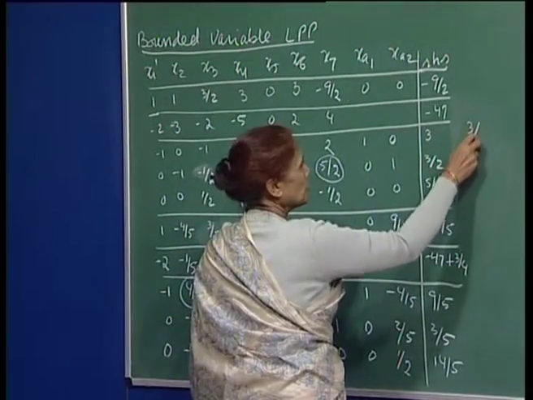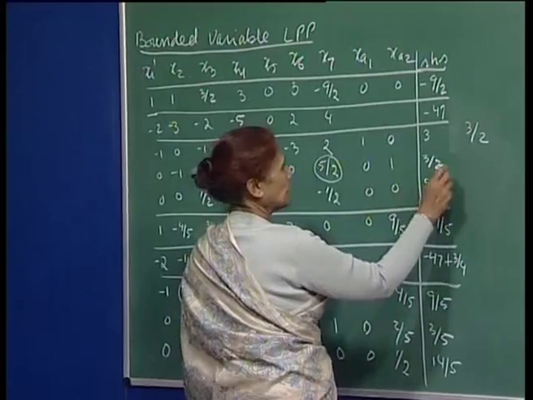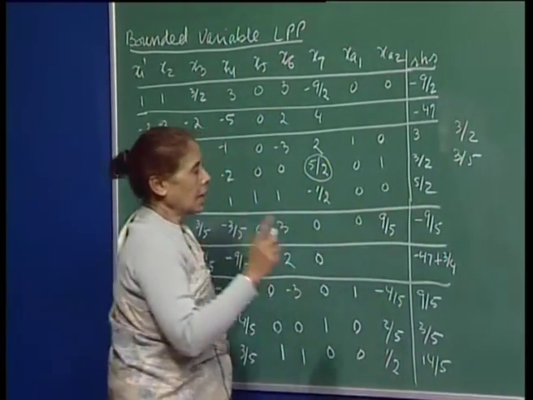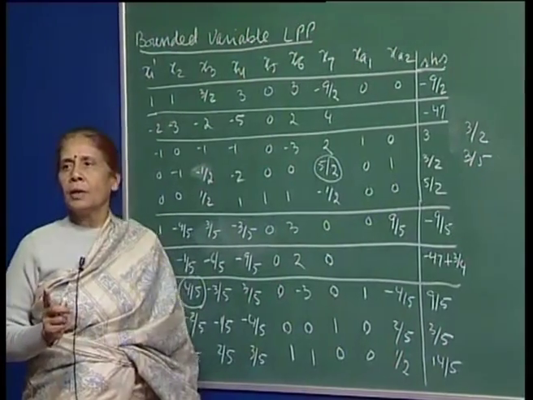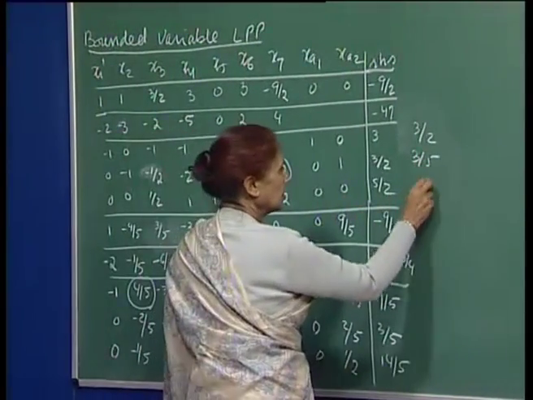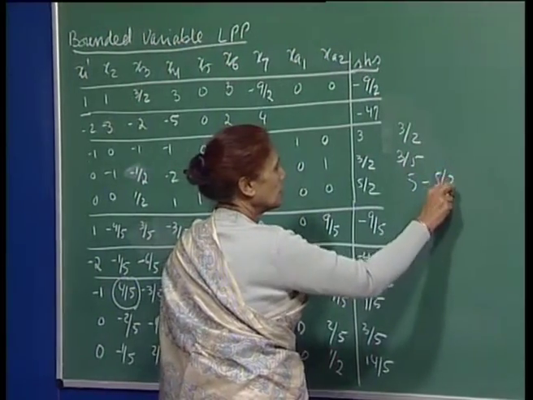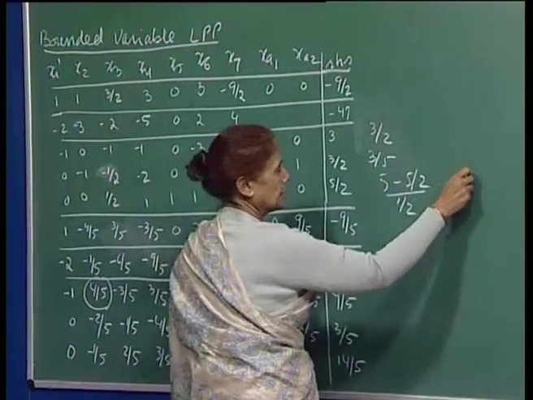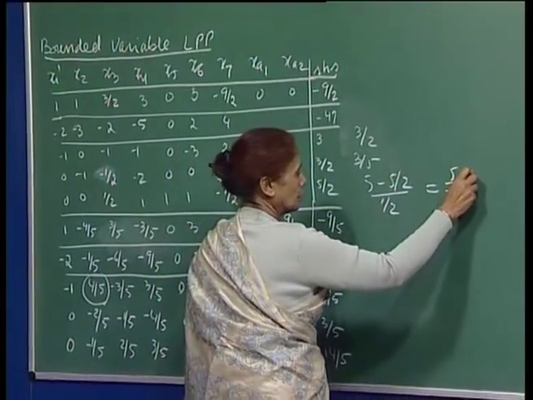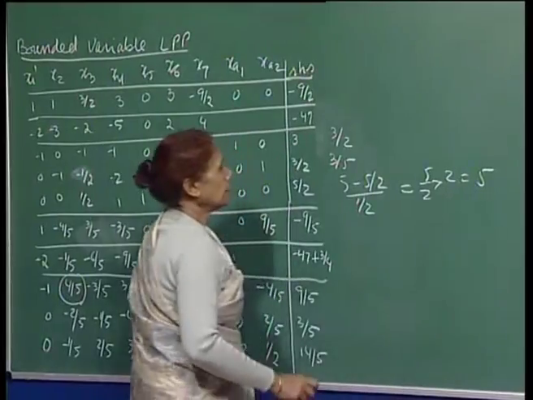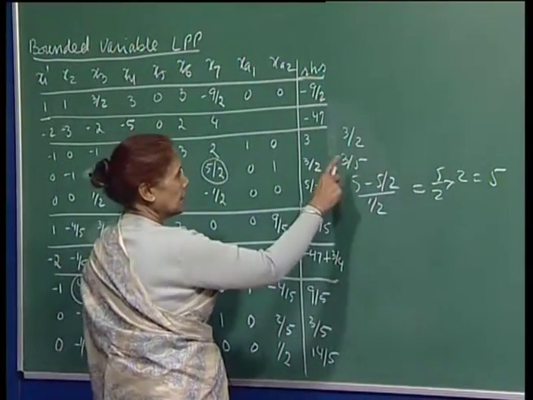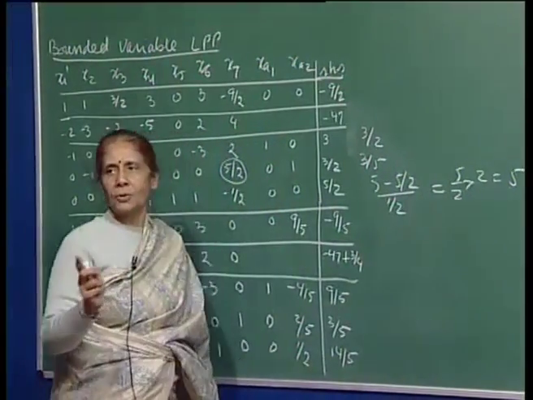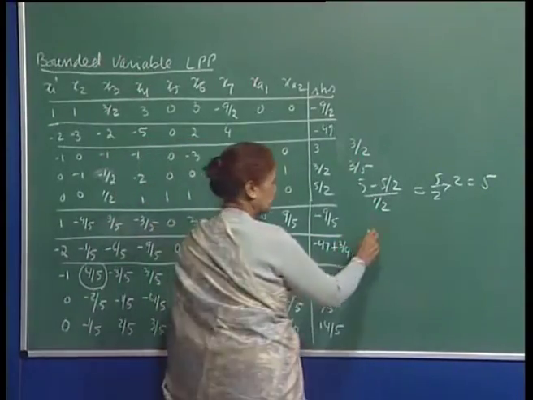So, here the ratio would be 3/2, here the ratio would be 3/5, and for a negative entry, remember, since the upper bound constraint on each variable is 5, I will do it as 5 minus 5/2 divided by 1/2, and this comes out to be 5/2 into 2, which is 5. So, therefore, I choose the minimum. That means my theta 1 is 3/5, theta 2 is 5, and theta 3 is also 5, right.